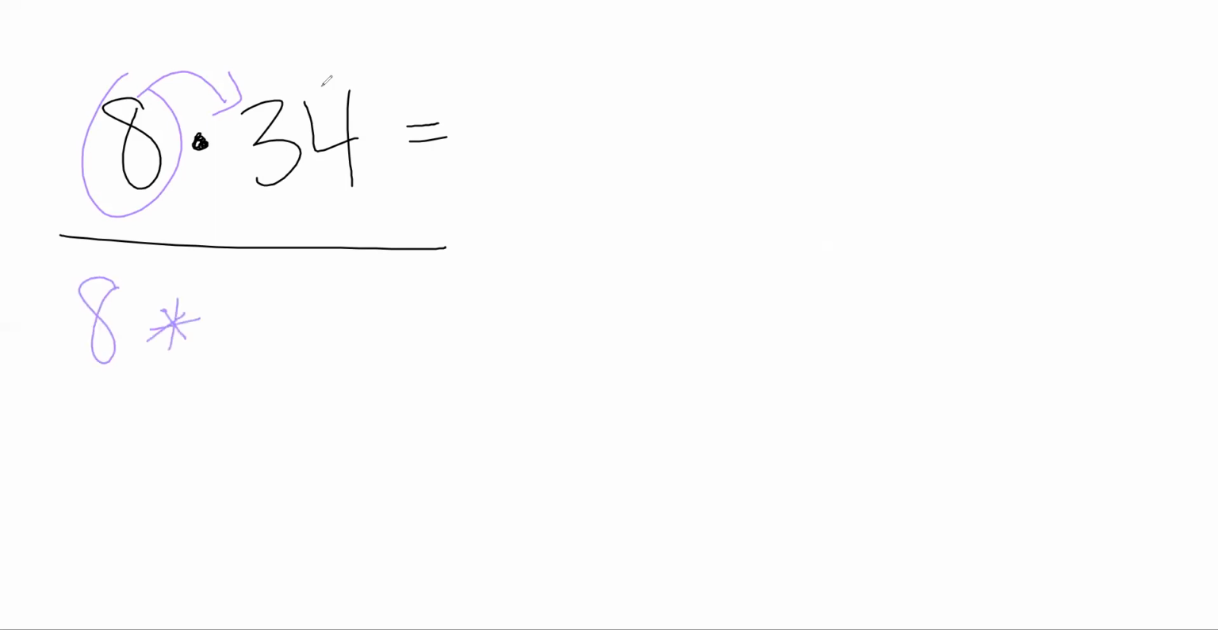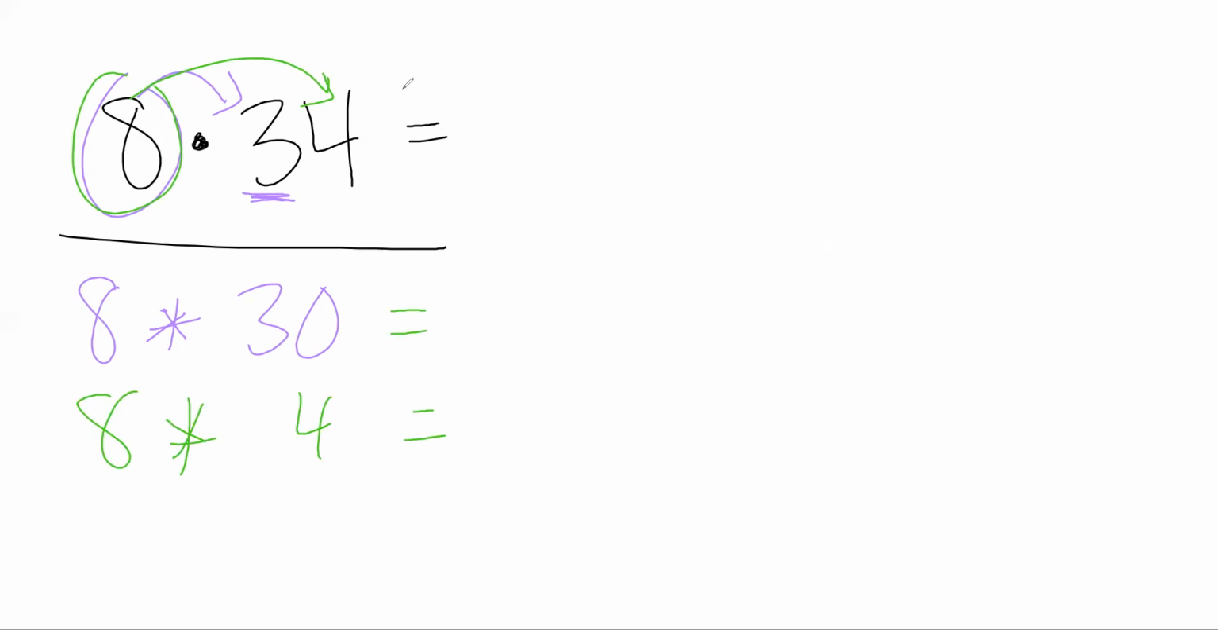So I'm gonna say 8. I'm gonna multiply that by 30. Remember, this is a 30, it's in the tens place. And then I'm gonna take an 8 and I'm gonna distribute it to the 4, which is the ones place, so it's just a 4. And then I just solve. Again, notice how I'm organizing my work. It really helps me. So 8 times 3 is 24, and then a 0. 8 times 4 is 32.